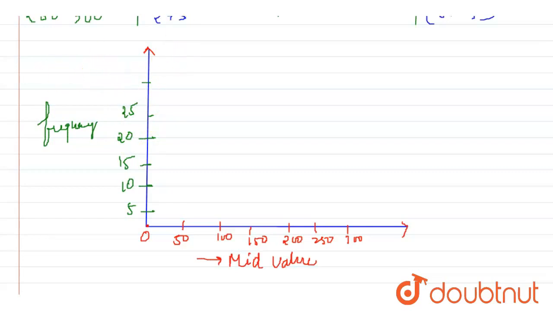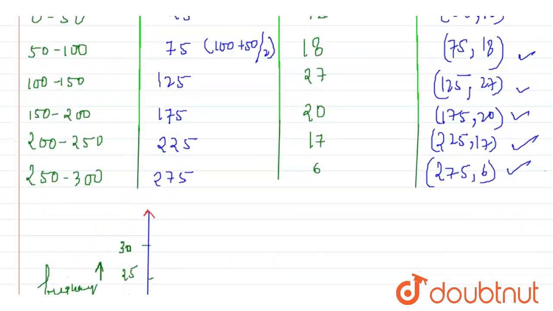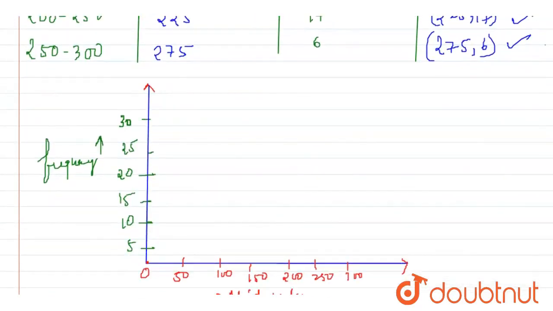Let me just erase this one. So here we got the frequency, right? Now you can check over that we already found out the x and y values. So I will just place the x and y values.